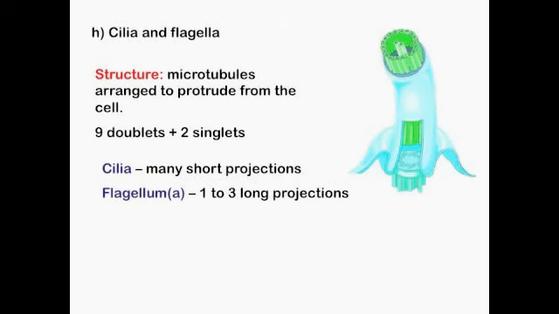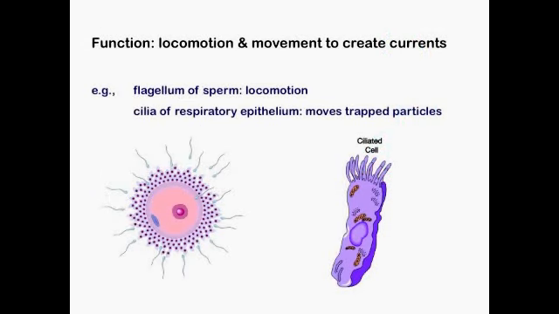Okay, cilia and flagella are structures that basically have microtubule arrangement and support from the cytoskeleton. Microtubules are proteins arranged to protrude from the cell. They're arranged in 9 doublets and 2 singlets. The difference between cilia and flagella then, and you can't tell them apart in cross-section, but you can tell them based on their arrangement on the surface of the cell. Cilia have many short projections, flagella usually 1 to 3 long projections.